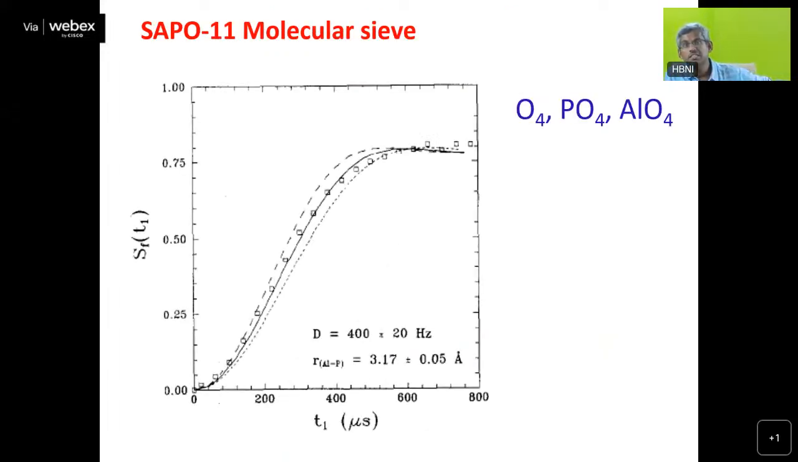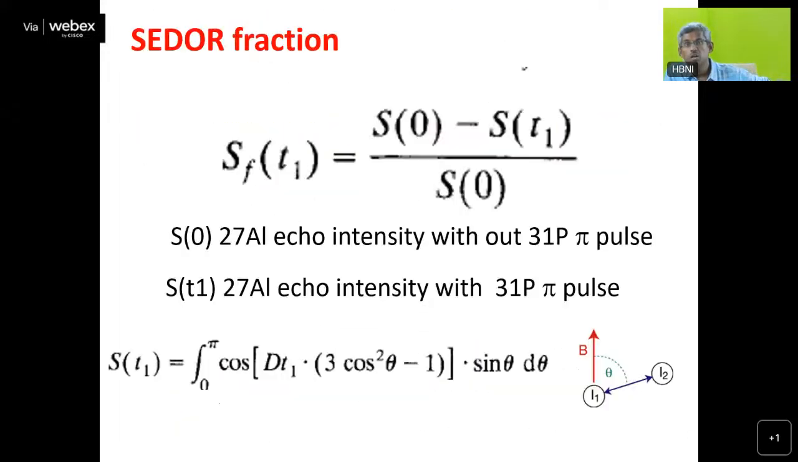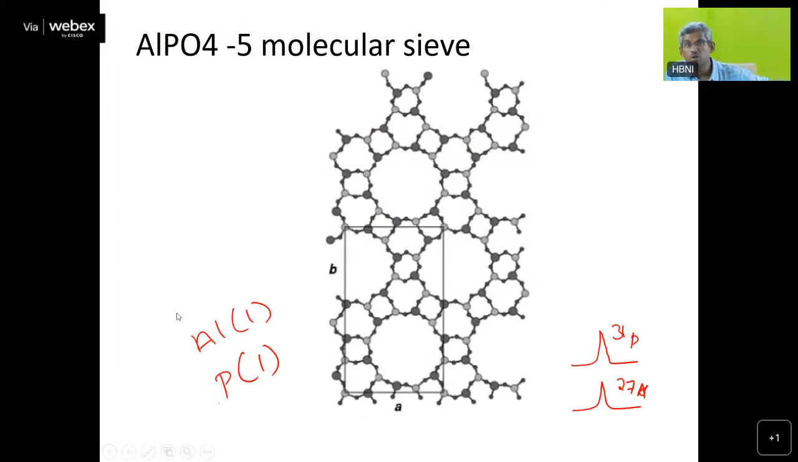So in the previous case, I discussed a molecule called aluminium phosphate 5. It's a molecular sieve in which aluminium is tetrahedral, phosphorus is again tetrahedral. There is only one type of phosphorus and only one type of aluminium. I have written here, only one type of aluminium and only one type of phosphorus. So whatever interaction is taking place is between the aluminium of one type and phosphorus of another type.